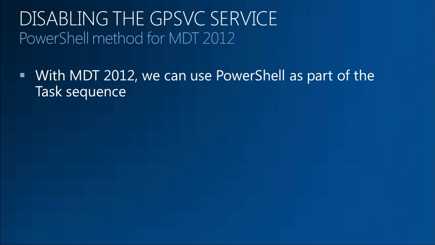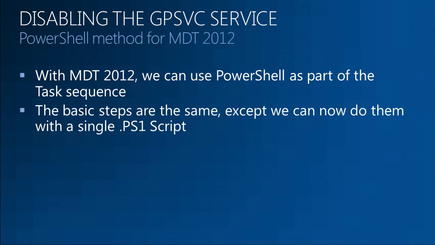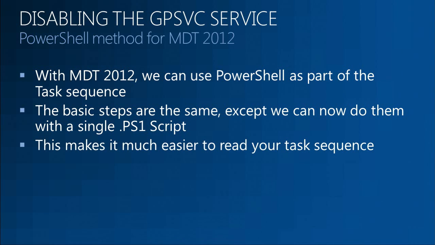In MDT 2012, which, by the way, if you're not aware, went public yesterday. They actually updated 2012. It is now no longer a release candidate or beta. It is available as of yesterday. You can use PowerShell scripts as part of the task sequence. And because the basic steps are the same, we can do it in a single PS1 script. It's much easier to read in your task sequence because it's a single line item and works as of MDT 2012 and forward. So if you're using 2010, you have to use the setACL method. The setACL method also works in MDT 2012.